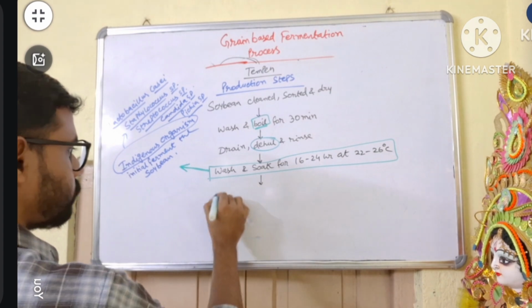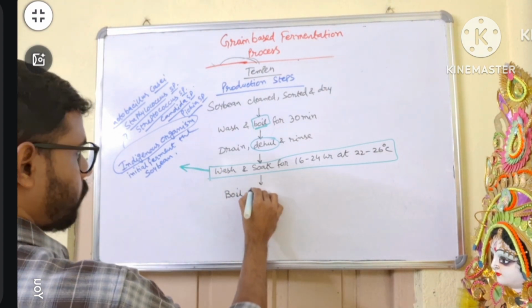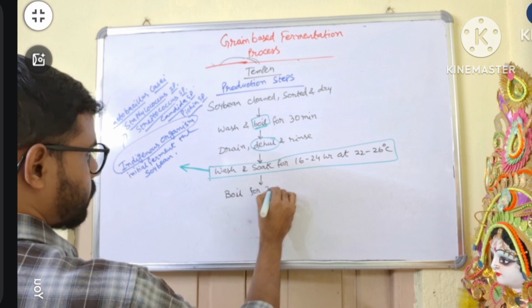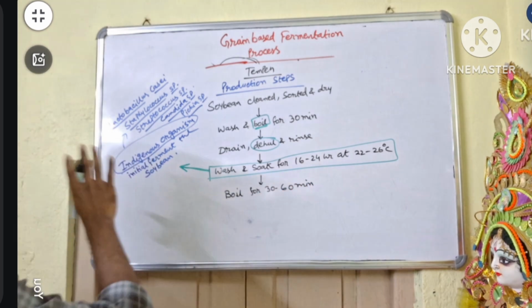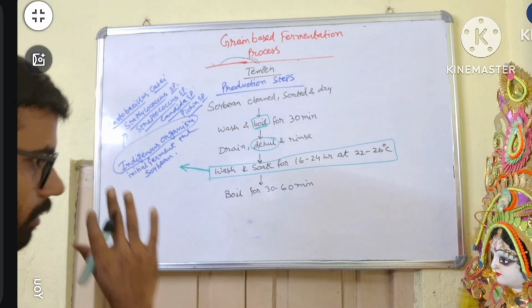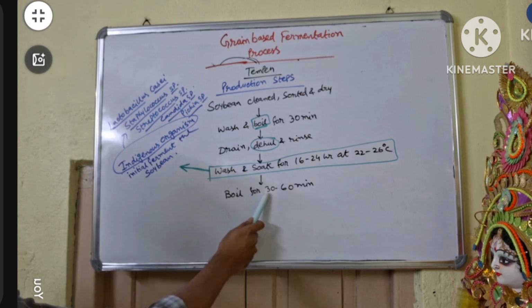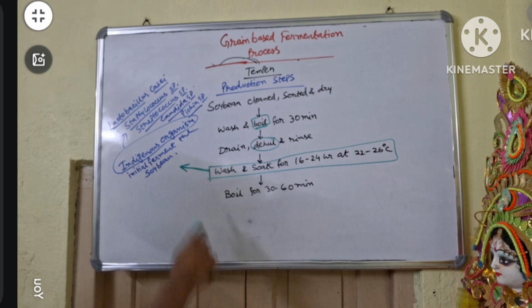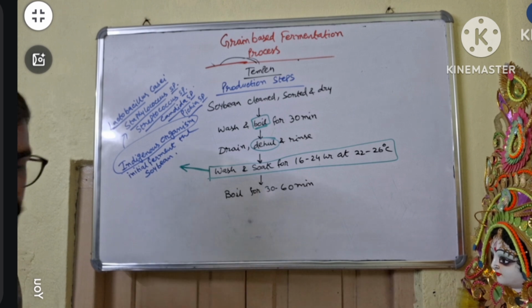After that, it is second time boiling for 30 to 60 minutes. And this boiling is for killing all spoilage causing organisms. Spoilage causing and other disease causing organisms are killed by that temperature. So the first fermented product is produced, and now it's time to boil and kill those spoilage organisms.